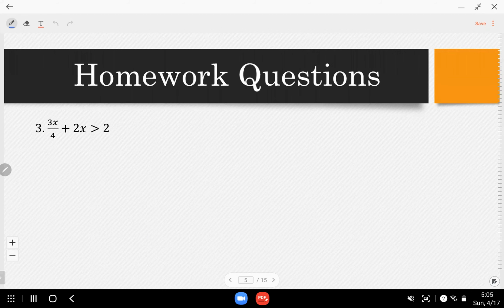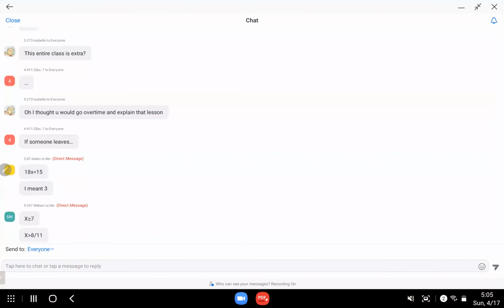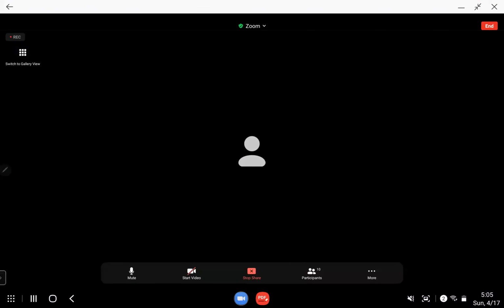Next one: remember we have to multiply 4 to everything. 3x plus 8x is greater than 8. So multiply 4 to everything, so 11x is greater than 8. Then divide everything by 11. x is greater than 8 over 11. So everybody got 8 over 11, okay? So 8 over 11.